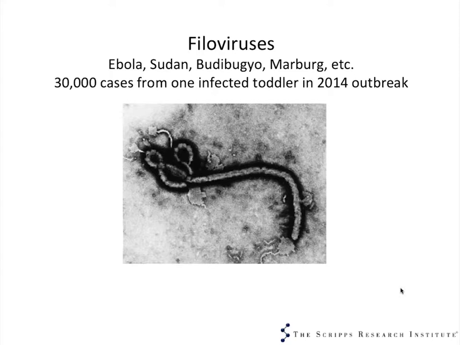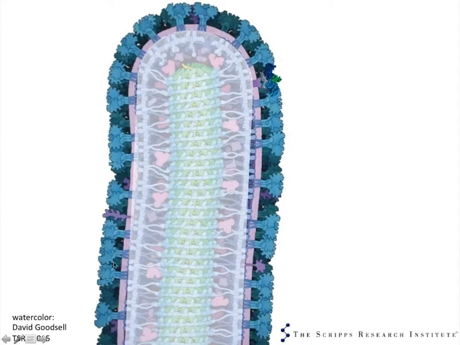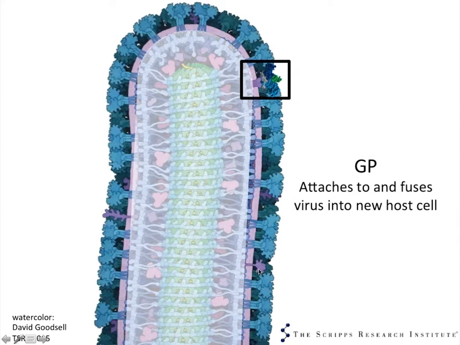And it's a significant human pathogen evidenced by the outbreak in 2014, where 30,000 cases arose from a single infected toddler. The Ebola virus looks like this. This is an electron micrograph of the actual virus. And if we zoom in on just one section of this virus and look at this artist rendition of this portion of the virus, we see that there is a single glycoprotein that decorates the virion surface. This protein is termed GP, and this is what actually attaches to and fuses the virus into a new host cell.